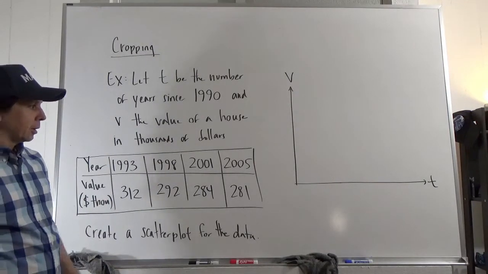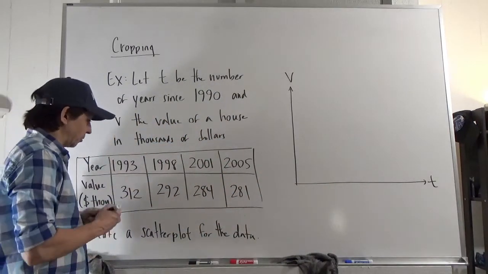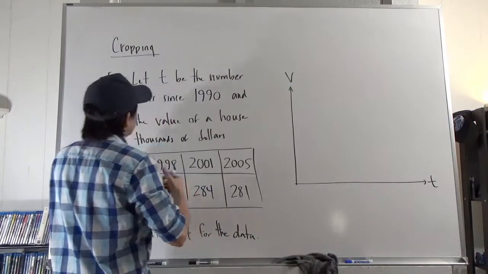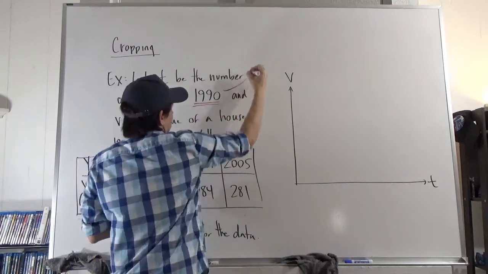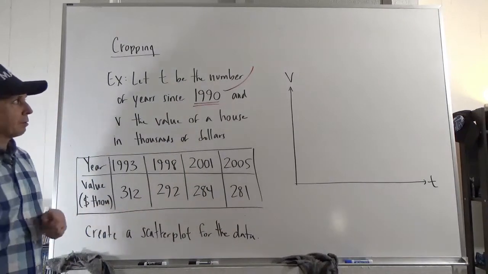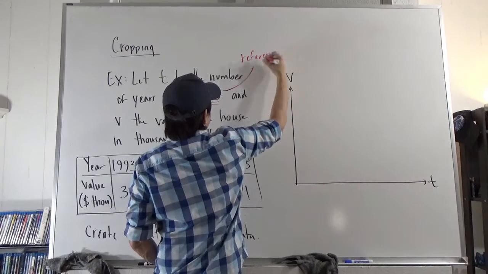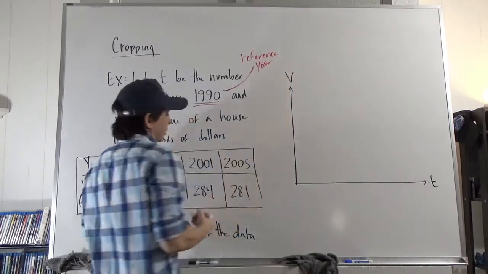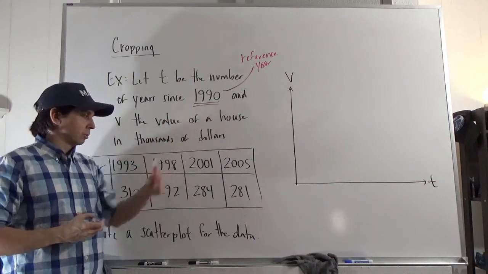Okay. Now, even though this is T and we see years here, we need to note that T is defined to be a very specific thing: the number of years since 1990. So a lot of times they'll have a reference year, sometimes also called a base year, a reference at a point in time. So it's going to be the starting point in time, T0.